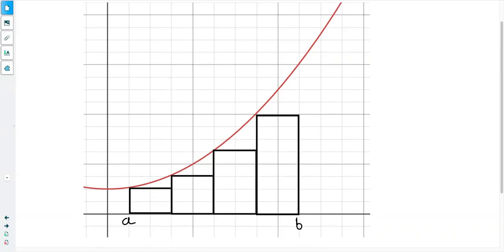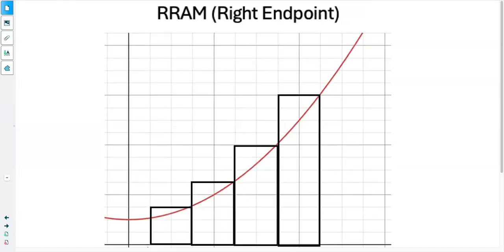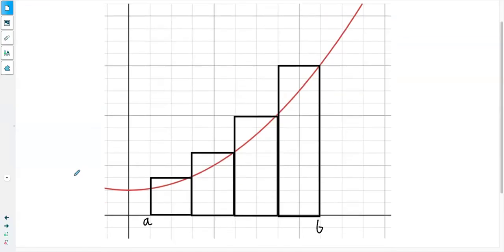Now, similar to left endpoint, we also have right endpoint. So this is the exact same graph, but instead of going off of the left side of our rectangles, we're going off the right side and going over. So in this case, with this graph, we'd actually be overestimating our area because we've got, for example, this area, this area, this area, and this area, but it's still decent for getting an estimate.